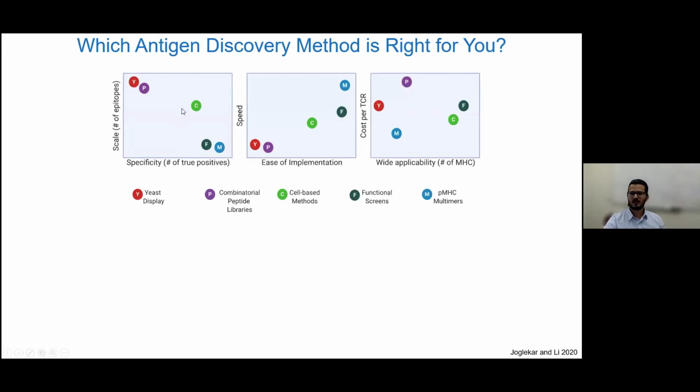So this is sort of a summary of the different methods that we went over. You can find this in our Nature Methods review that was published in 2020. And then, as you can see, the different methods shown here differ in their scale versus specificity or sensitivity of detection. They differ in their speed and ease of implementation. And they also differ in their cost, or how wide they are in terms of how many MHCs or how many TCRs can be used at the same time.